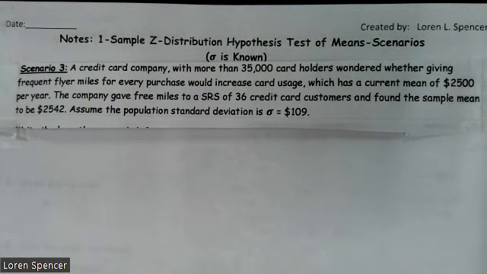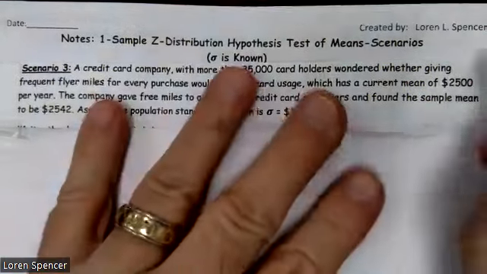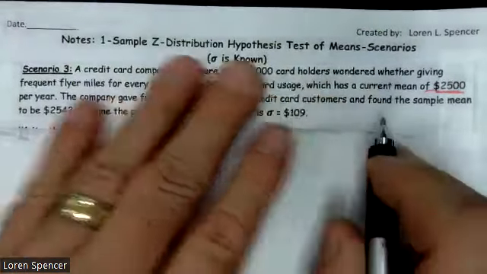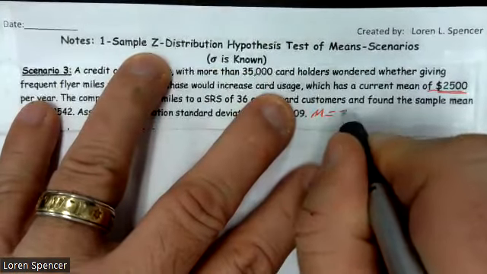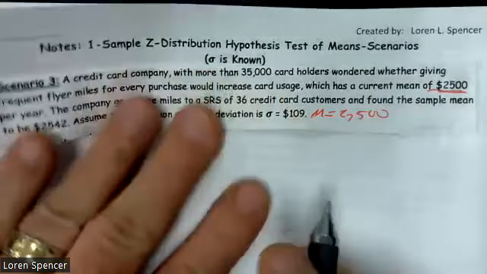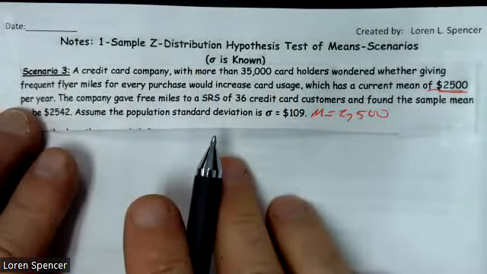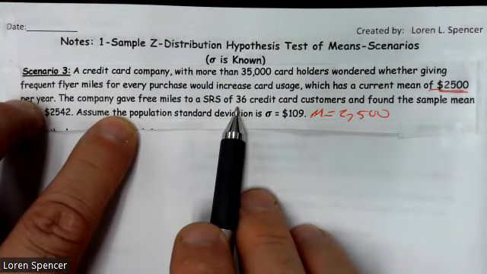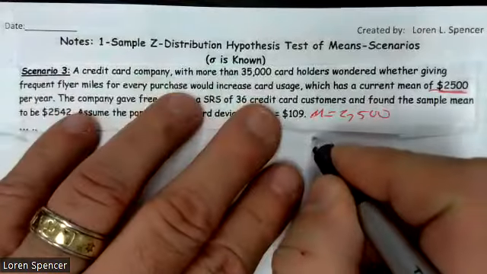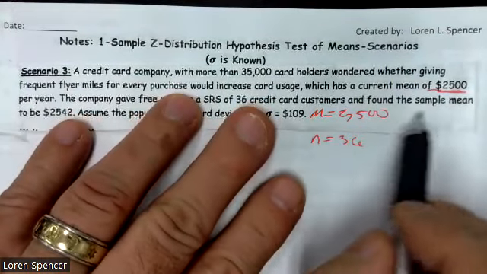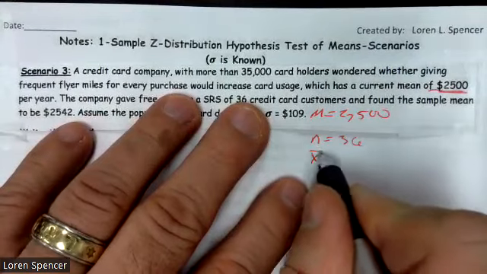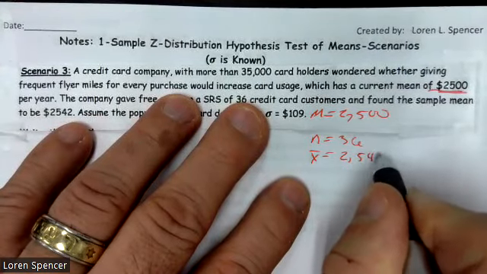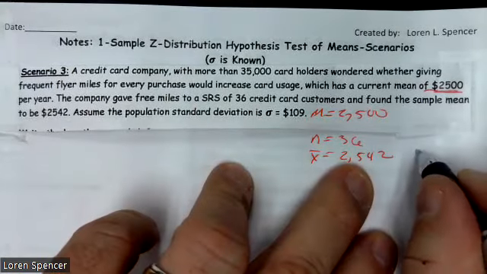A credit card company with more than 3,500 cardholders wonders whether giving frequent flyer miles for every purchase would increase card use, which has a current mean of 2,500. That is probably my population mean, so mu is 2,500. The company gave a free mile to a simple random sample of 36 cardholders, so my sample size is 36, and found the sample mean to be 2,542. So x bar is 2,542, and the standard deviation is assumed to be 109.